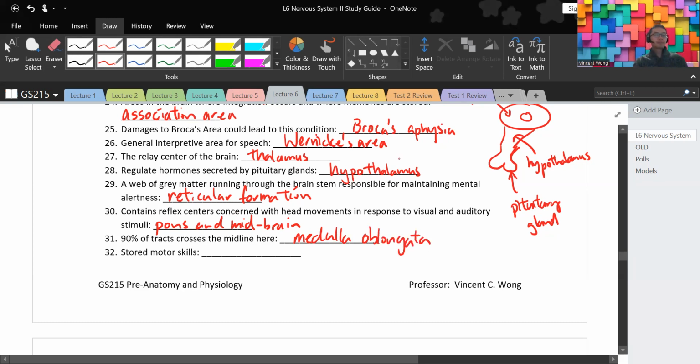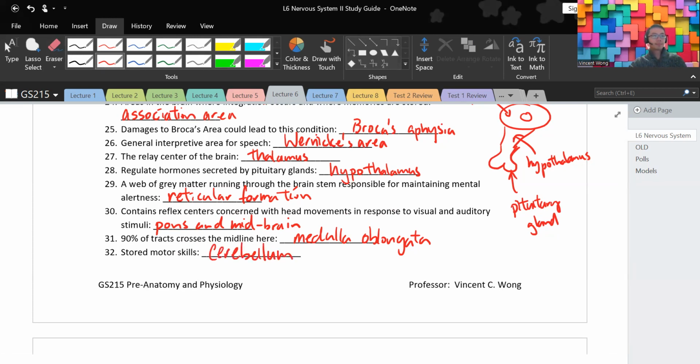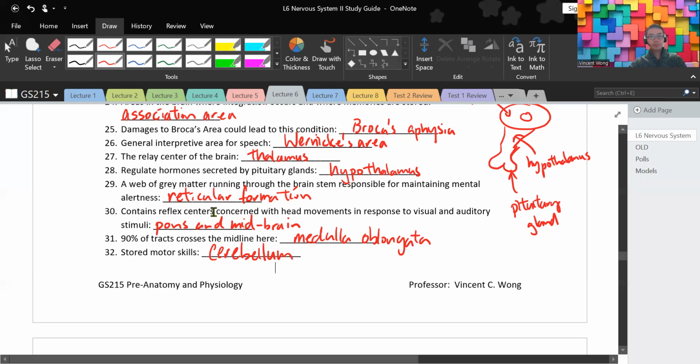Excuse me. Last one, stored motor skills. That would be the cerebellum. I think there are 3 more on the next page.